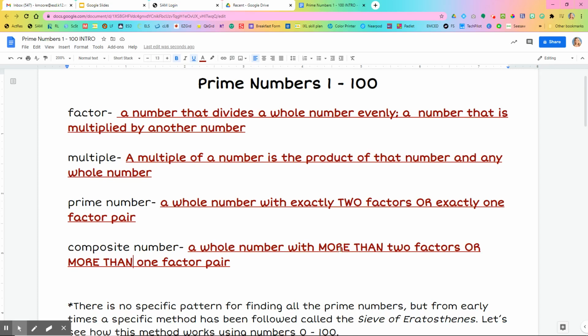Okay, so today's lesson was on prime numbers, prime and composite numbers.